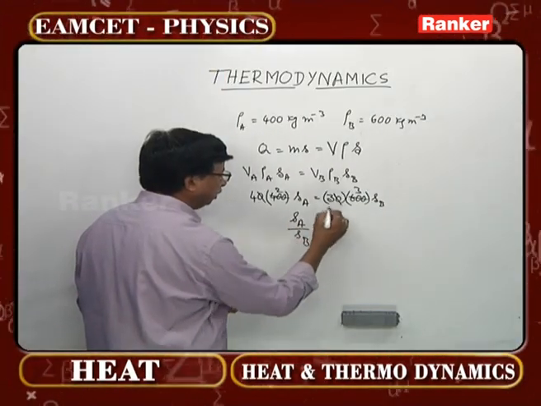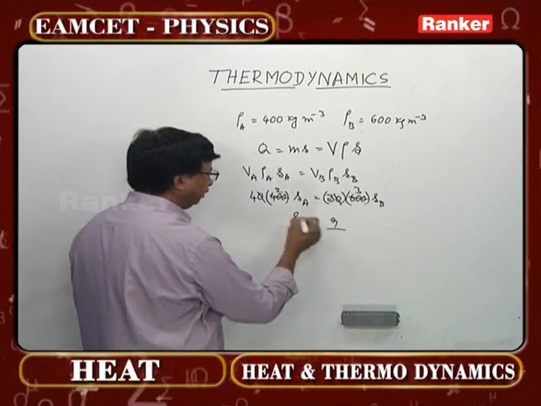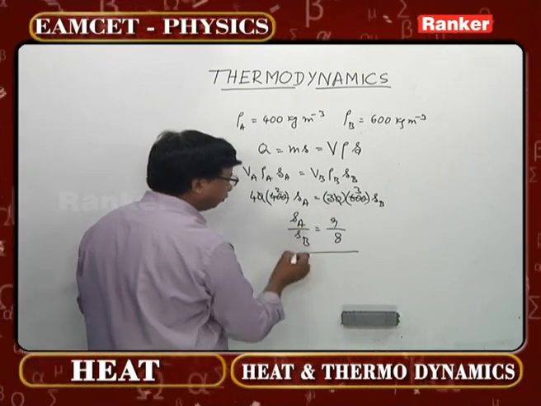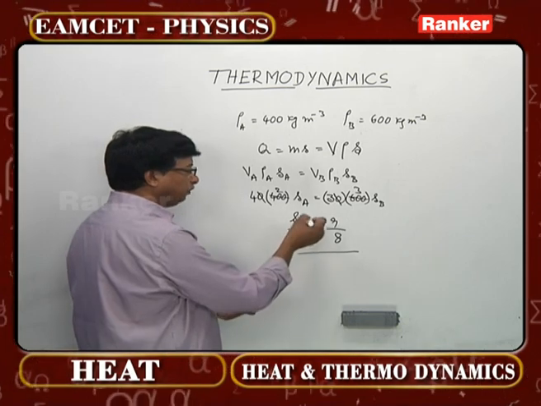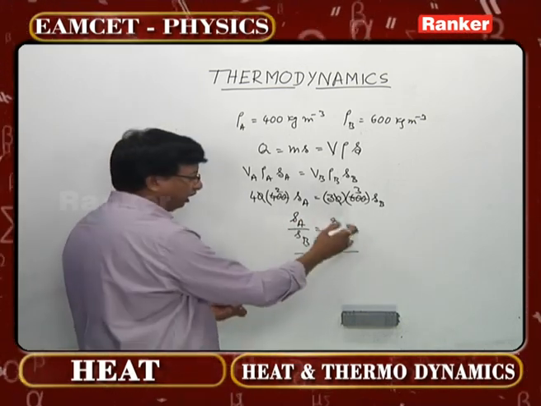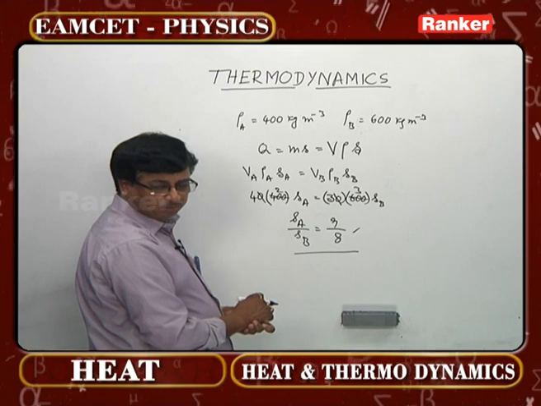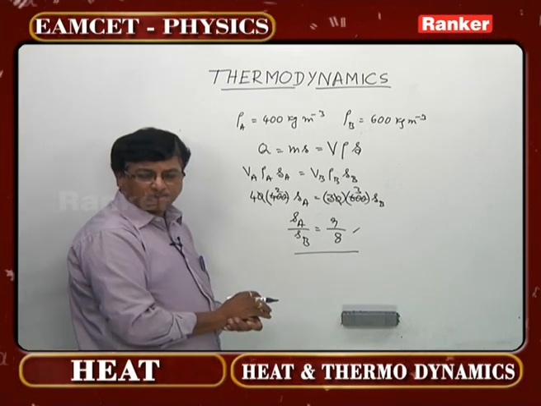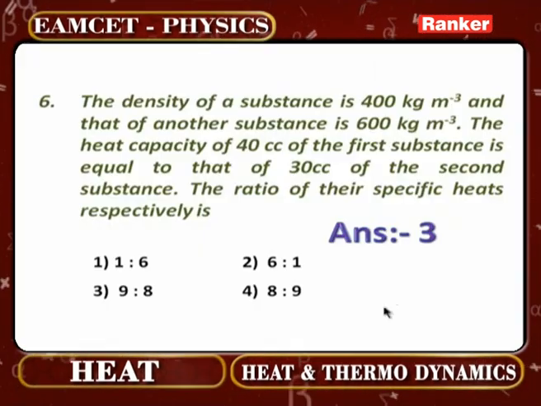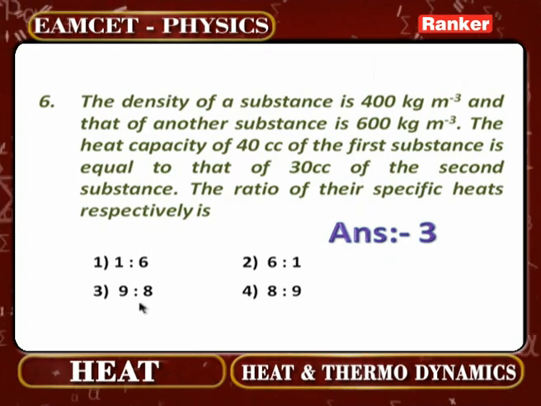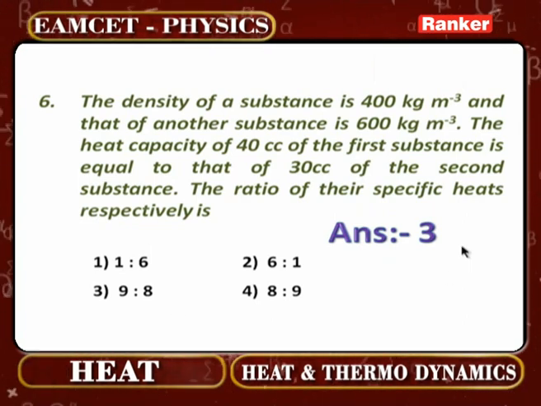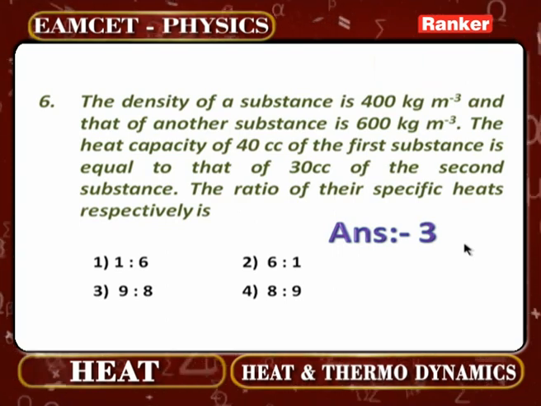SB we just want. 3 3s are 9 towards my right, 2 4s are 8 towards my left. That in the sense SA by SB will now be 9:8. 9:8 means which is the correct option there? Third option is going to be the correct answer for this question number 6. 9:8. Look at that third option. Now check the next problem.